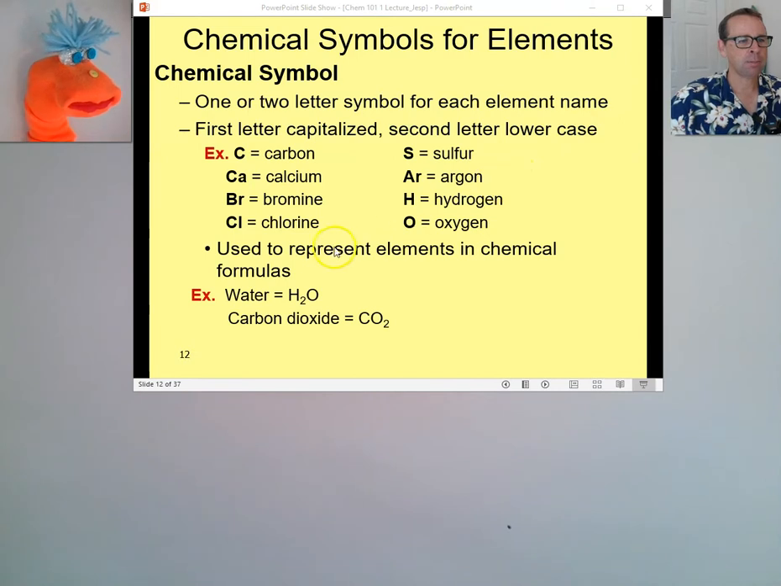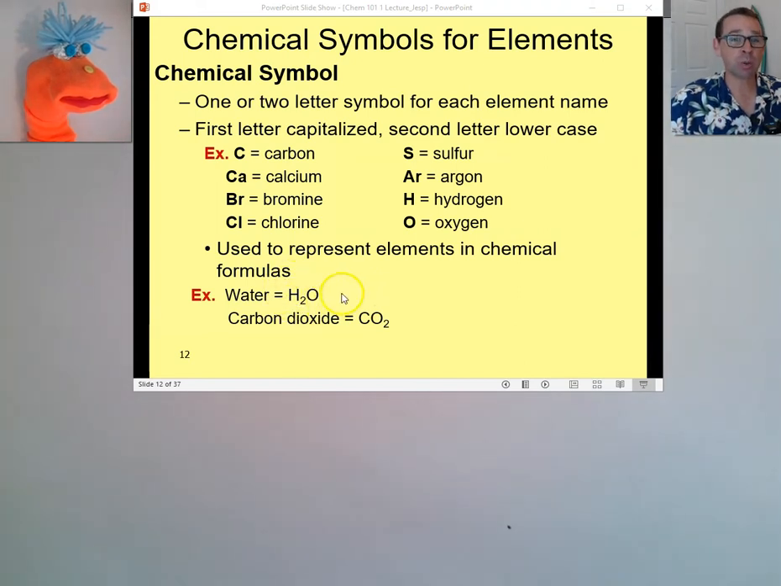All right. We have chemical equations. So the chemical formula for water is H2O.